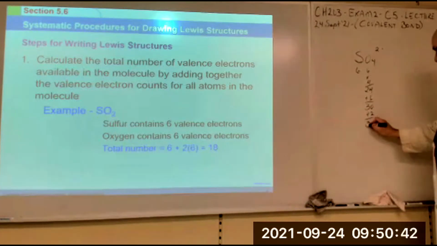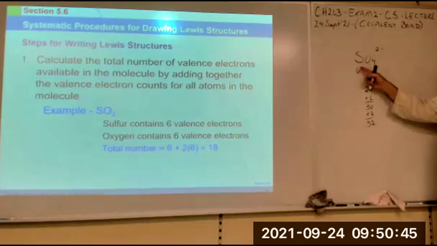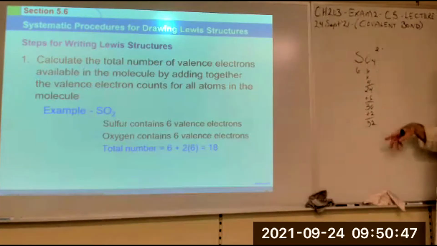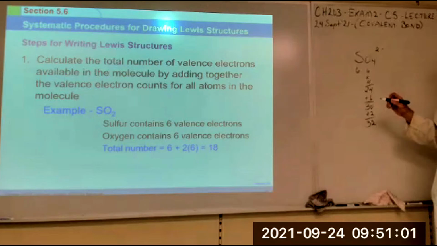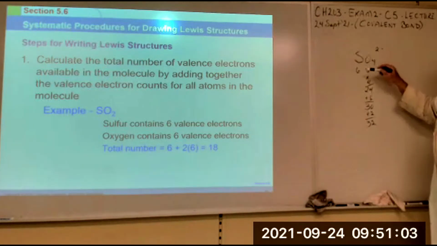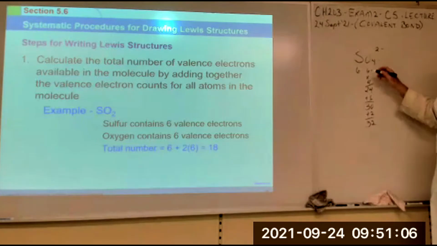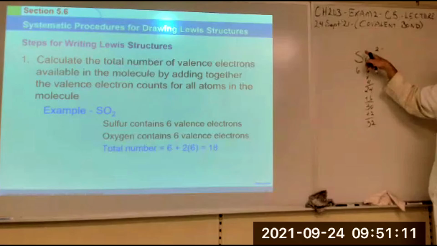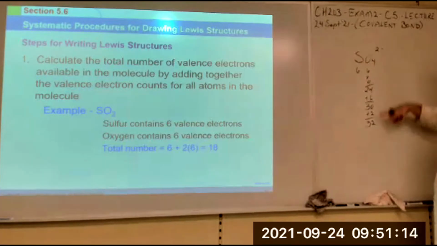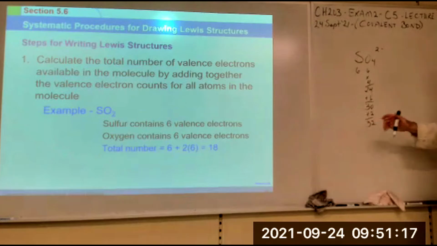Plus 2 is 32. So this sulfate polyatomic ion has 32 valence electrons that we have to distribute in a Lewis dot structure. Okay? Did I lose anybody? I was just counting up valence electrons, right? Oxygen and sulfur are in the same group, so we could just say, all right, 6, we have 5 of them. 5 times 6 is 30, plus 2 is 32. Okay? That's the first step. Count up all your valence electrons.